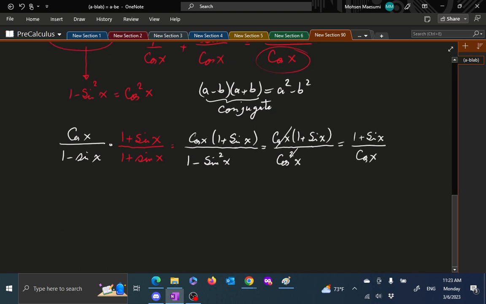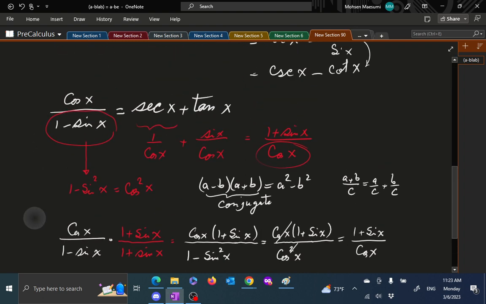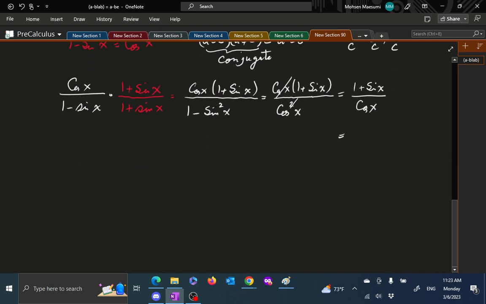Now we apply fraction decomposition, meaning if I have a fraction a plus b over c, I can break it up into two fractions. Why do I want to do that? Because I'm on the right hand side, I want to have two separate pieces, 1 over cosine and sine over cosine. So 1 over cosine plus sine over cosine. Well, 1 over cosine by reciprocal identities is secant. Sine over cosine by quotient identity is tangent.